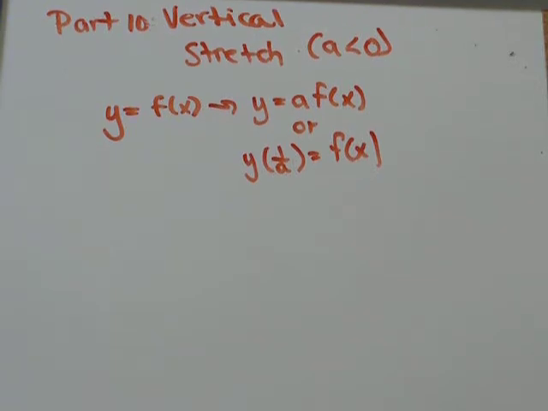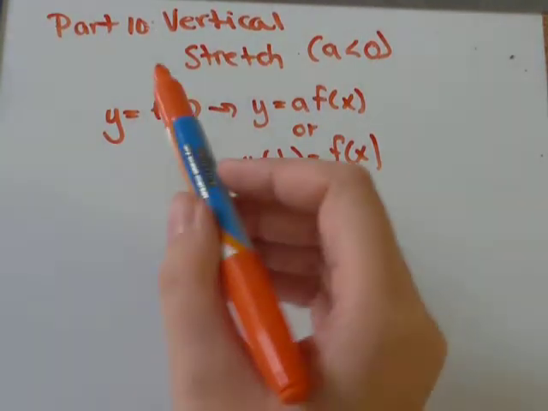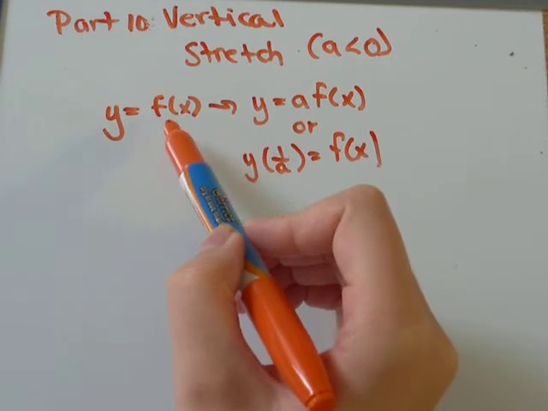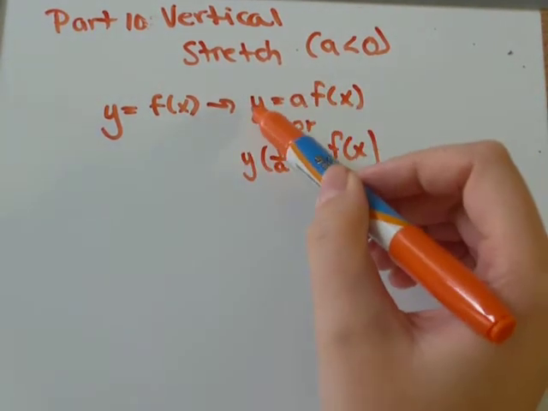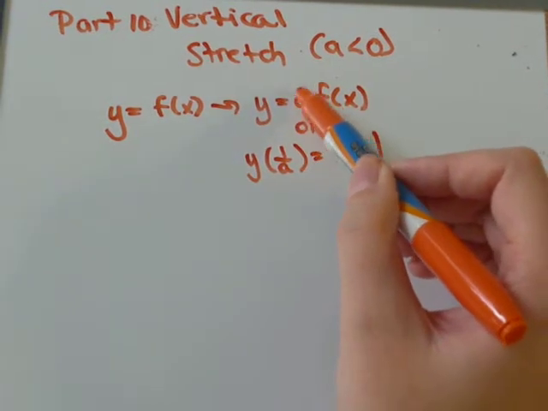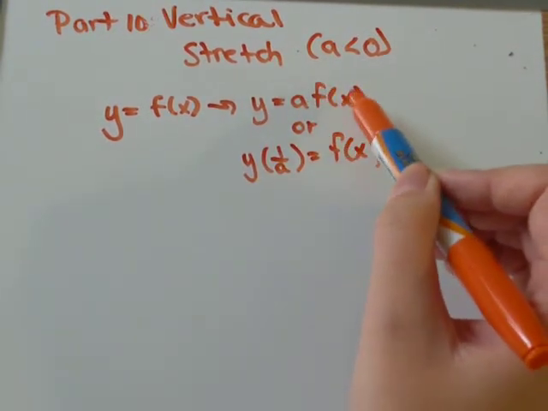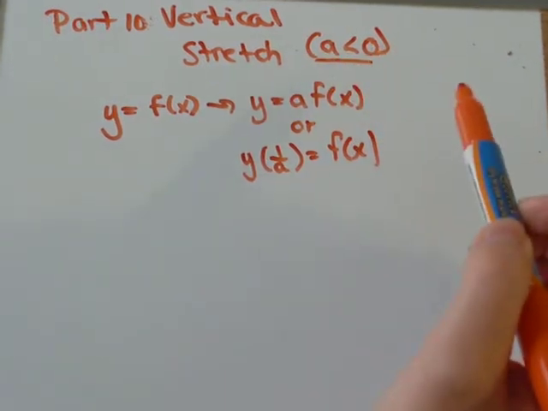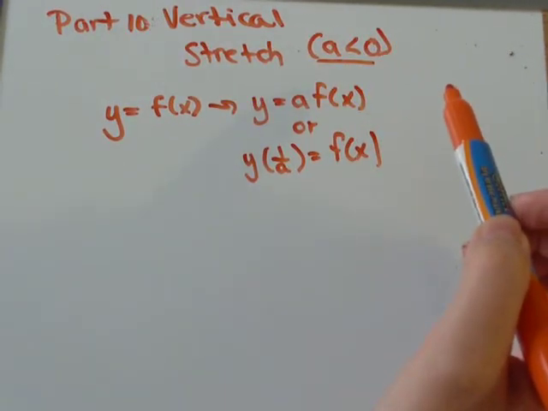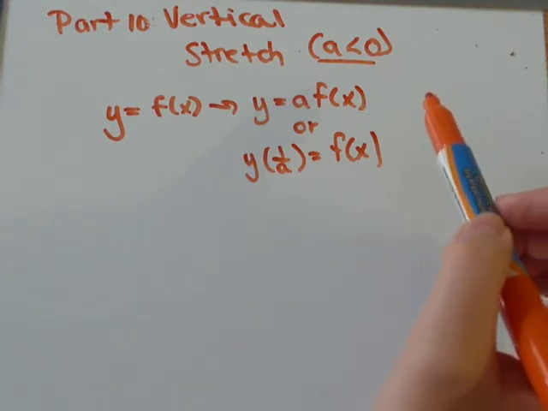And when you have a vertical stretch, you'll always start with the original equation, y equals f of x. And then when we apply a vertical stretch, we say that y now equals a times f of x. So a is just a number, and if it's greater than 0, we've got a vertical stretch.